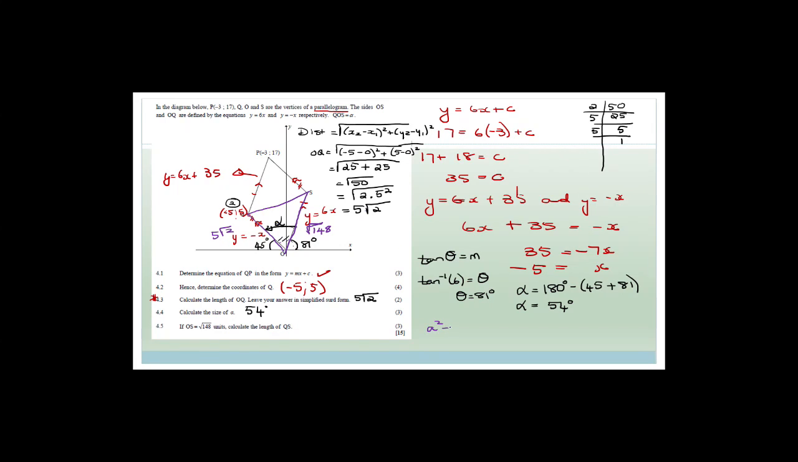So it's going to be a squared is equal to b squared plus c squared minus 2bc cos A, where this bit here would be little b, it really doesn't matter, and this is little c, and this big angle here is A. We need to use this angle that we've just worked out in this question. So again, a squared is equal to (5 root 2) all squared plus (square root 148) all squared minus 2 multiplied by 5 root 2 multiplied by square root of 148 cos of big A, which is 54 degrees.